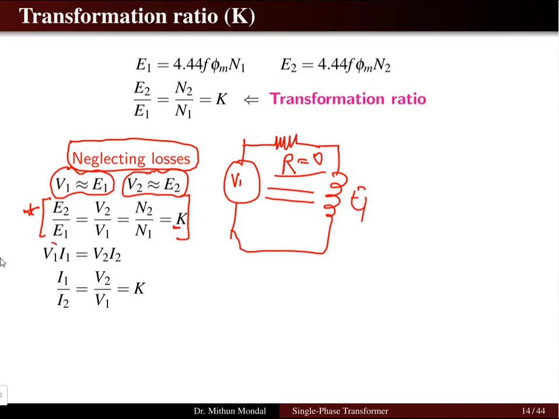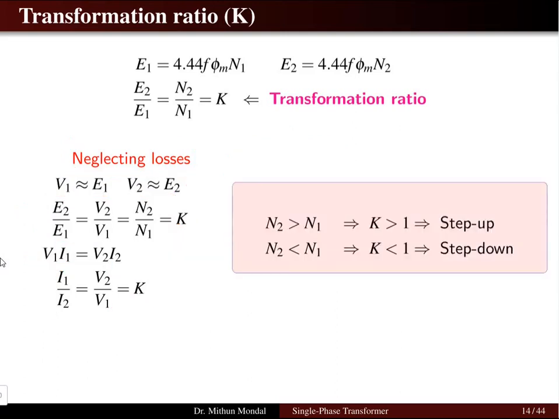Now the power remains the same in the primary winding and the secondary winding. We know that power is the product of voltage and current. So V1 I1 is equal to V2 I2. If we arrange, we get I1 by I2 is equal to V2 by V1, which is again equal to the value of K. So for the step-up transformer, where N2 is more than N1, we get the K value, that is the transformation ratio, greater than 1.